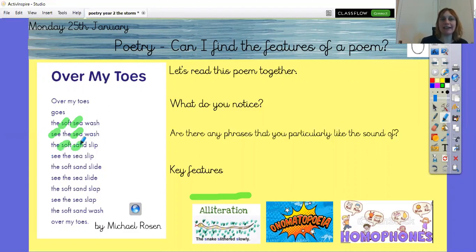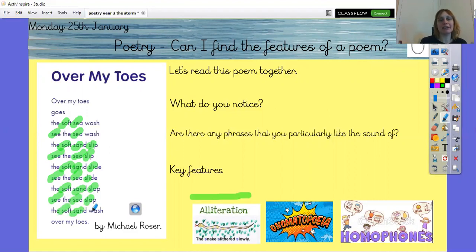Soft, sand, slip. See the sea, slip again. Soft, sand, slide. I think most of the words in this poem start with a sound. See the sea, slide. Soft, sand, slap. See the sea, slap.